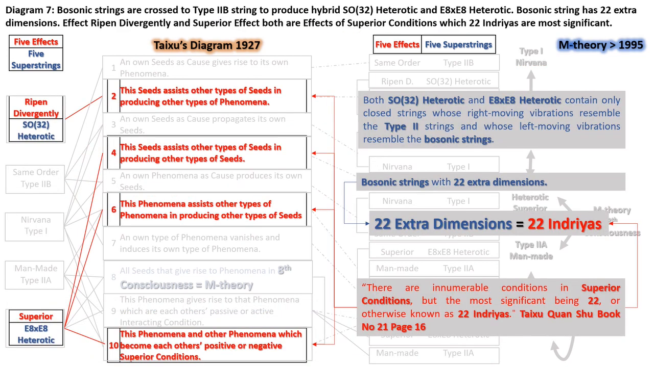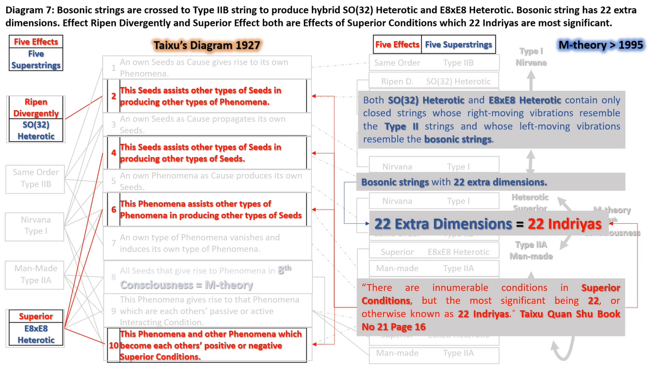Both SO(32) heterotic and E8 times E8 heterotic strings are said to be hybrids of type 2 string and bosonic string. The meaning of hybrid is that after the crossing, they are more powerful. As mentioned before, bosonic string was discarded because of its many problems. Why do they now become more powerful after type 2 string crossed with bosonic string? We know that bosonic string has 26 dimensions, out of which 22 are extra dimensions. What are these 22 extra dimensions?